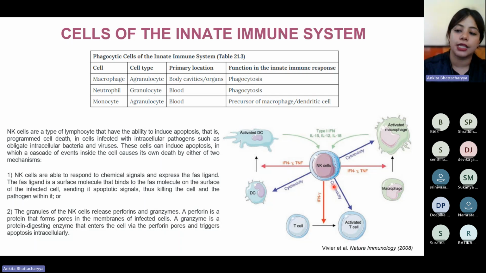After a point, when dendritic cells are no longer needed to clear an infection, this population will go down and the body will return to a normal homeostasis condition, where it does not have a hyperactive immune response ongoing. So this is how regulation is carried out.